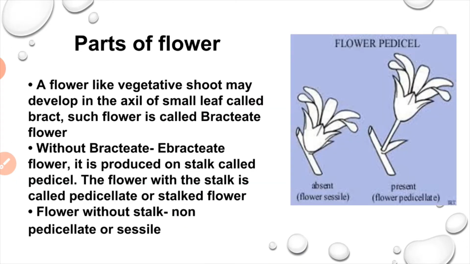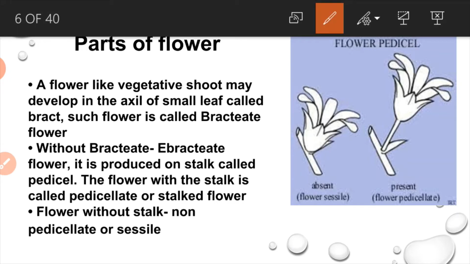Now, parts of a flower. A flower is generally borne on a lateral side of the peduncle at a node in the axil of a leaf-like structure that is called bract. The bract protects the flower in the bud condition. A flower arising in the axil of the bract is known as bracteate, and a flower without a bract is known as ebracteate. We have examples of bracteate flowers, that is China rose and lily, and ebracteate flowers like that of the mustard.